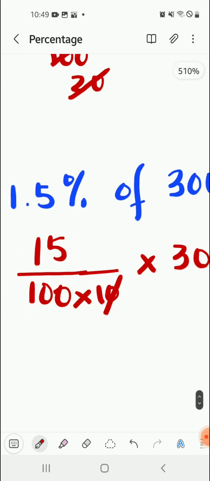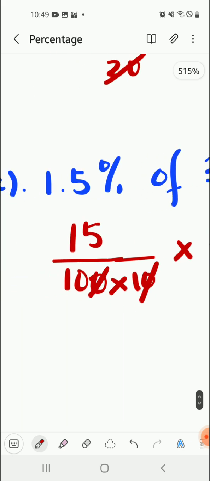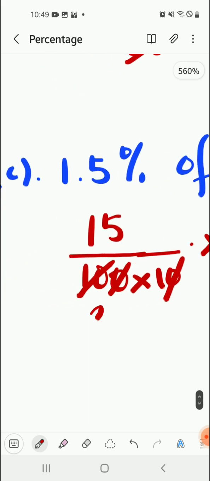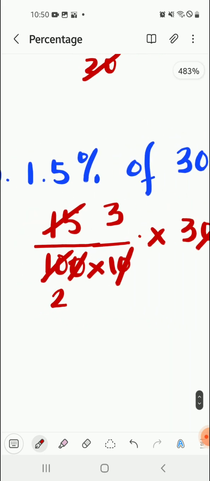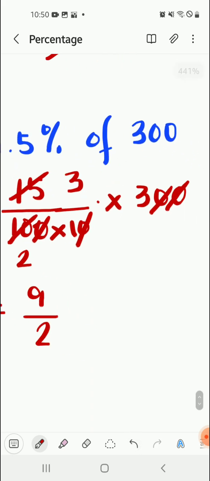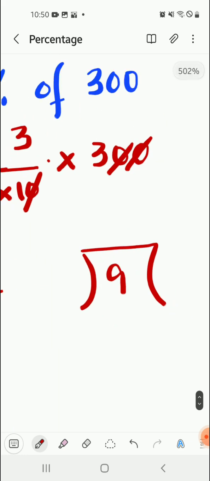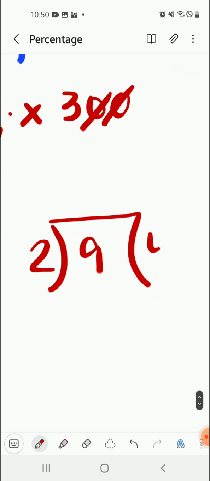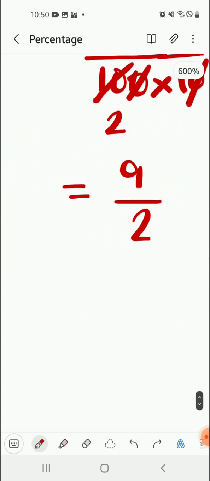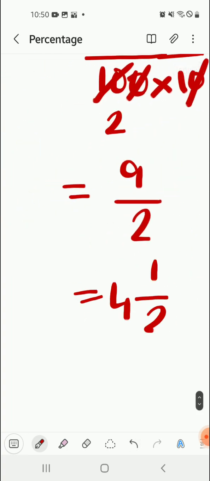Once again, we're going to cancel the zeros. 10 divided by 5, we get 2. 15 divided by 5, we get 3. That's it. So 3 into 3, this is what we are left with. So 9 by 2. Convert this into mixed fraction. So 2 into 4 is 8, 1. So we get 4, 1 by 2. So we are going to write 4.5 or 4, 1 by 2.